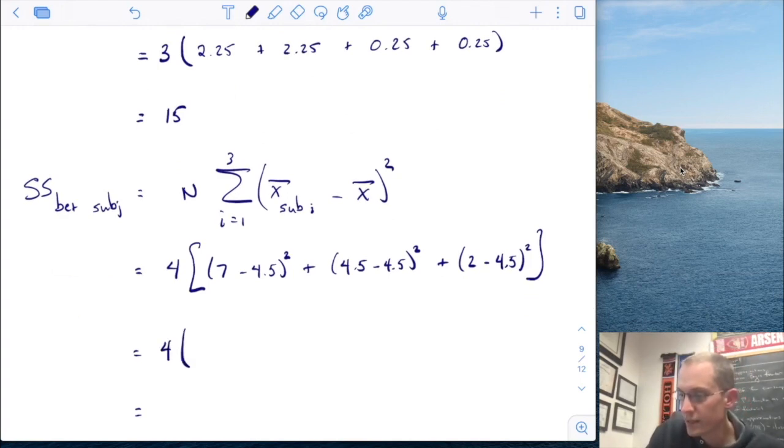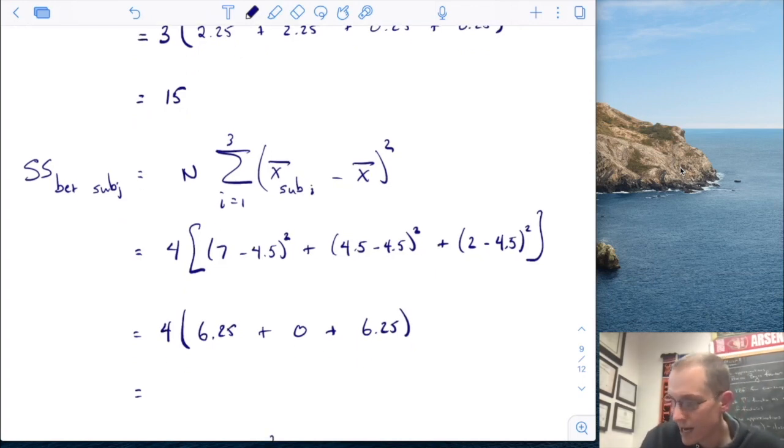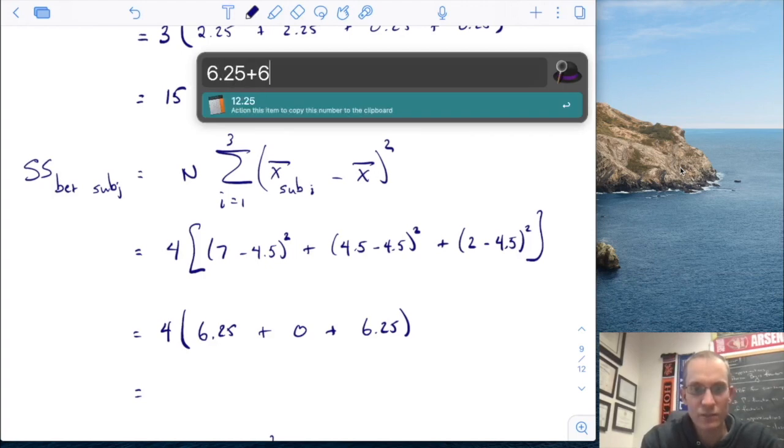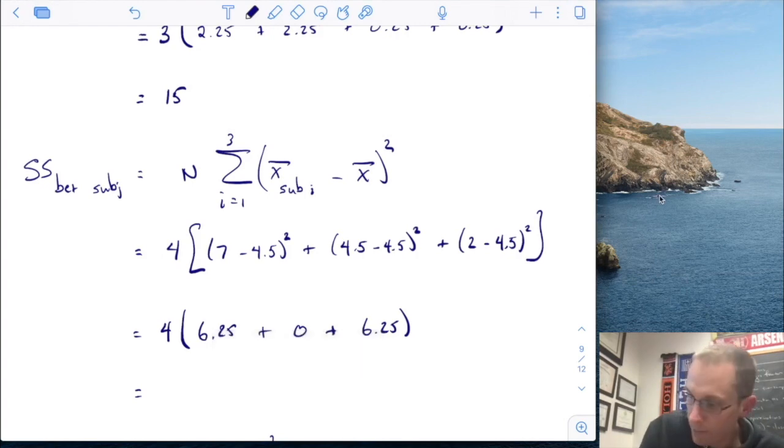Okay, so this difference here, the first one is 2.5 squared, which is 6.25. The second one is just 0 squared. And then the third one is the same, 2.5 squared. So that's 6.25. And if I multiply those together, this will be 4 times 6.25 plus 6.25. Well, let's do it on the calculator real quick. 6.25 plus 6.25 is 12.5. And so 12.5 times 4 is 50. Okay.